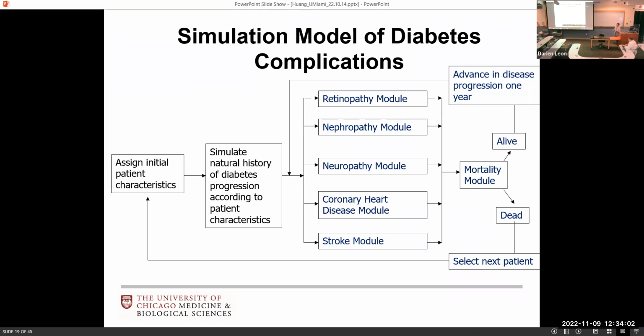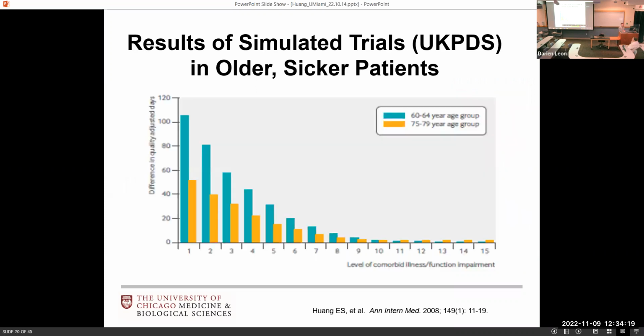Most models right now are actually, funny enough, based on UKPDS data, which is 95% English white from the 1970s and 80s. So we are trying to update these models to reflect changing diversity, but also the changing natural history of disease as people are treated differently over time.